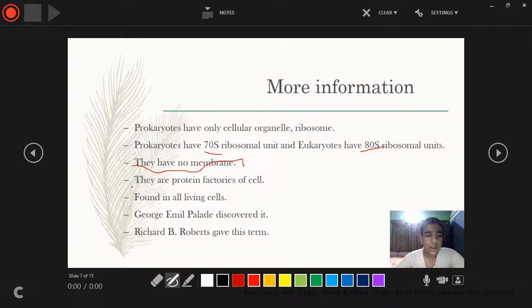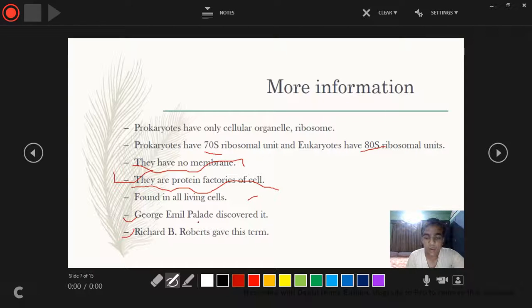Also, ribosomes are the protein factories of the cell. They make proteins. The main function of ribosome, if it is asked, is that they help in the production of proteins. And it is found in almost all living cells, right? And this is a fact. These things you must know.